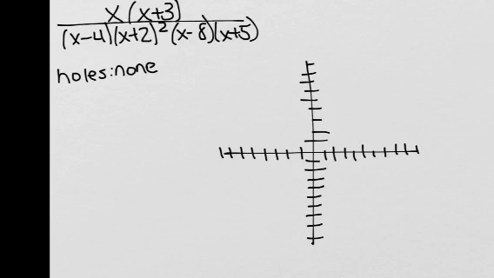Next, I would take a look at my vertical asymptotes. Vertical asymptotes are factors in the denominator that don't cancel out, and if set equal to 0 would make the function undefined. In this case, I would get x equals 4, -2, 8, and -5. So I can put those on my graph.